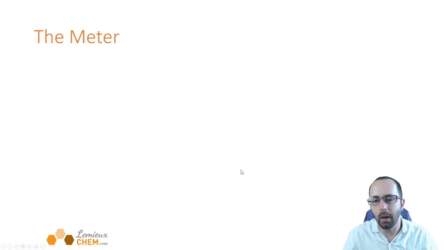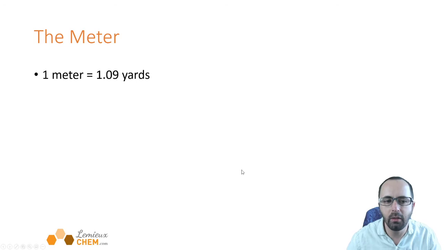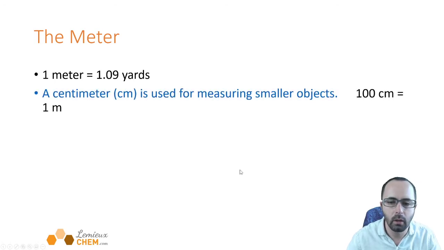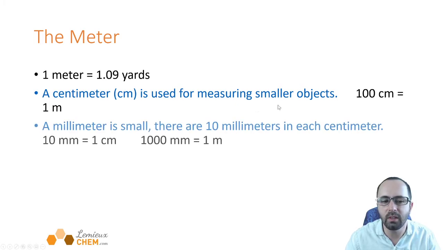So let's talk a little bit about each of these units. How does a meter compare to something you know? A meter is about 1.09 yards, or a little bit longer than 3 feet. A centimeter is what's used for measuring things that are smaller than a meter. The way a centimeter works is 100 centimeters equals 1 meter. I'll be explaining this in a little more detail in a minute. A millimeter is even smaller than a centimeter. There's 1,000 millimeters in 1 meter. Or equivalently, that means there's 10 millimeters in 1 centimeter.